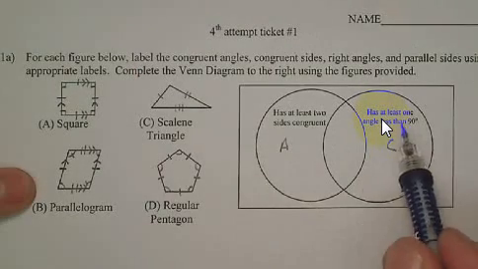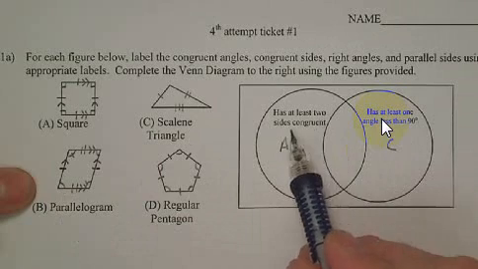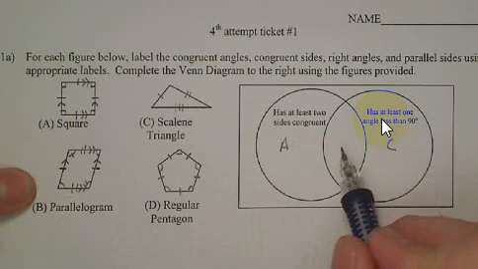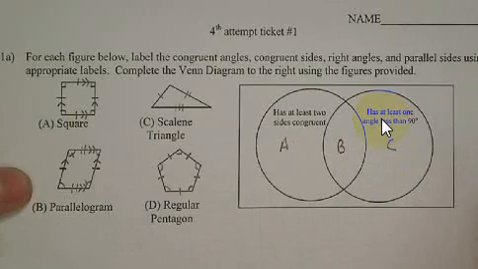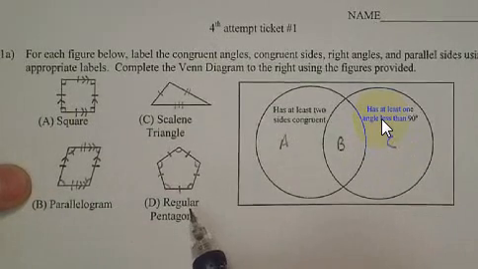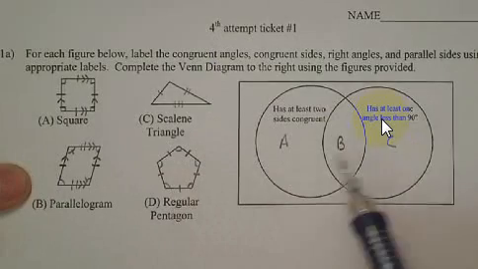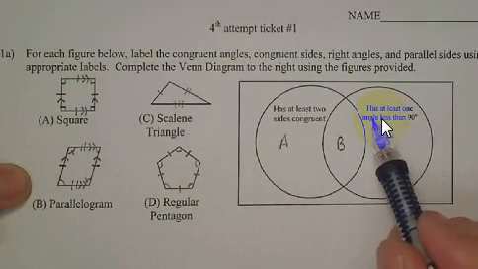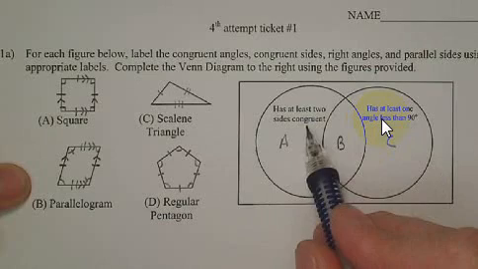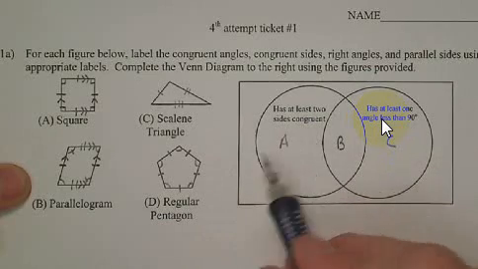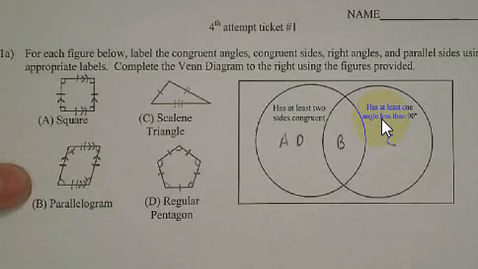Parallelogram has an angle that's less than 90 there, and it had 2 congruent sides, so it's both, so we stick that in the middle of our Venn diagram section, B. And for the regular pentagon, all 5 of the angles are larger than 90, called obtuse. So we don't fit that category for the regular pentagon, so just 2 congruent sides for the regular pentagon here, D. Okay, that was 1A.